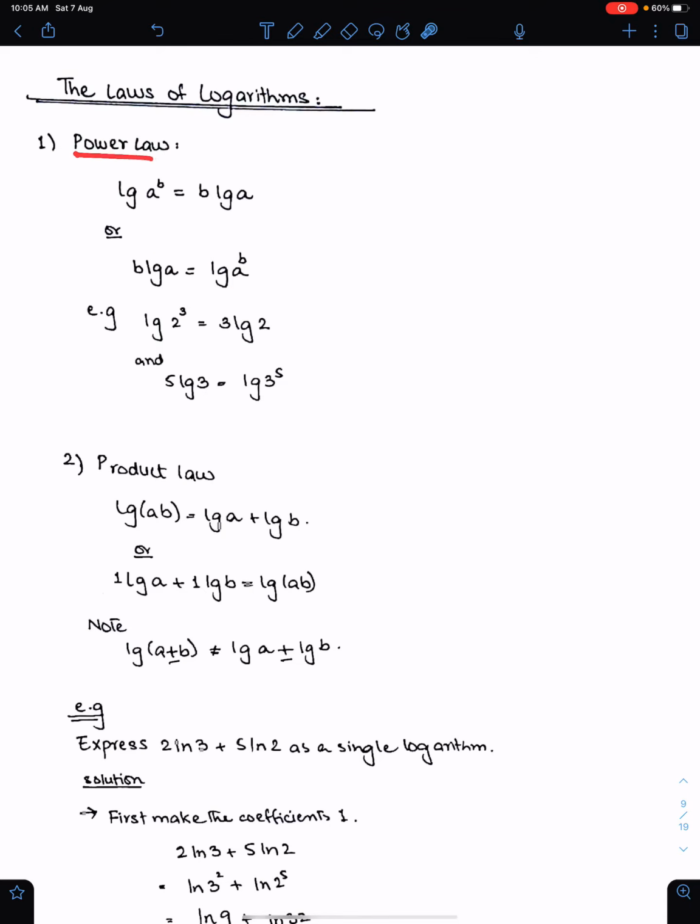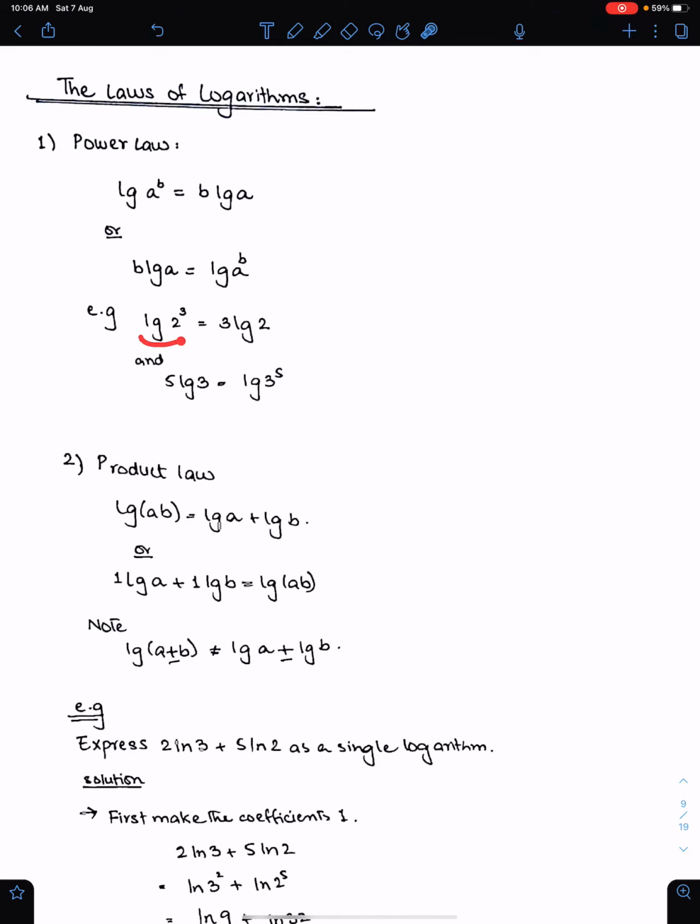Number 1, power law. According to the power law, we can make this power the coefficient of log. This b can come here. So log a power b can be written as b log a. The reverse is also possible. You can bring this b here according to the power law, so b log a will become log a to the power b. It depends on the given situation, so which particular form you need to use.